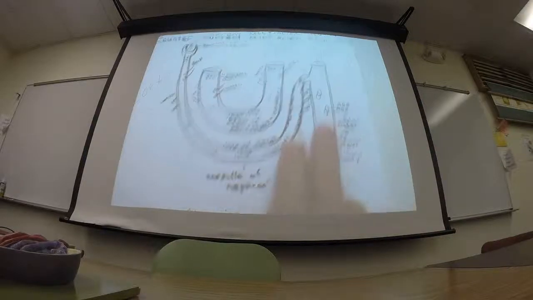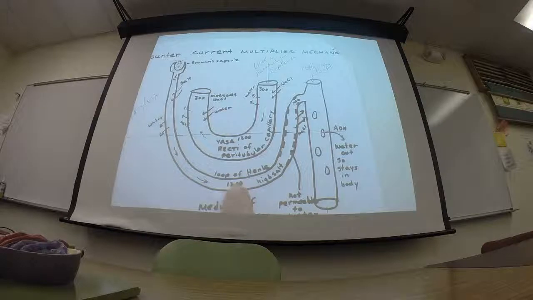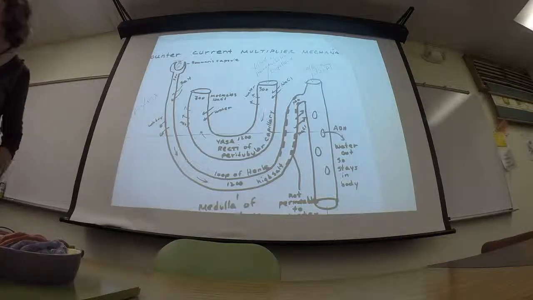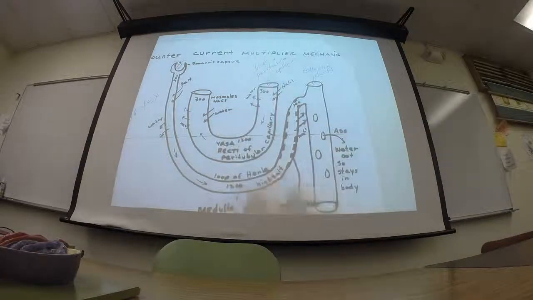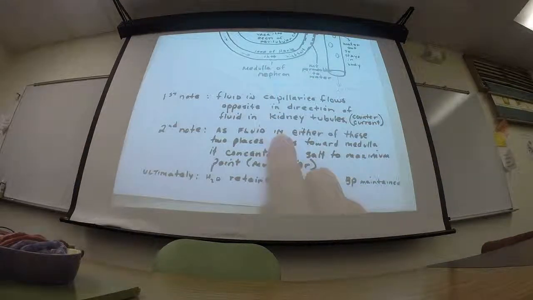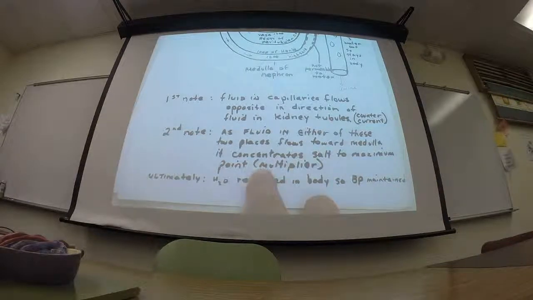What is being multiplied? The concentration of salt as you move towards the medulla. So that's why it's the multiplier mechanism. In both cases, the fluid, either filtrate in the nephron or blood in the capillary, is increasing its salt concentration to a maximum point as it flows towards the medulla.